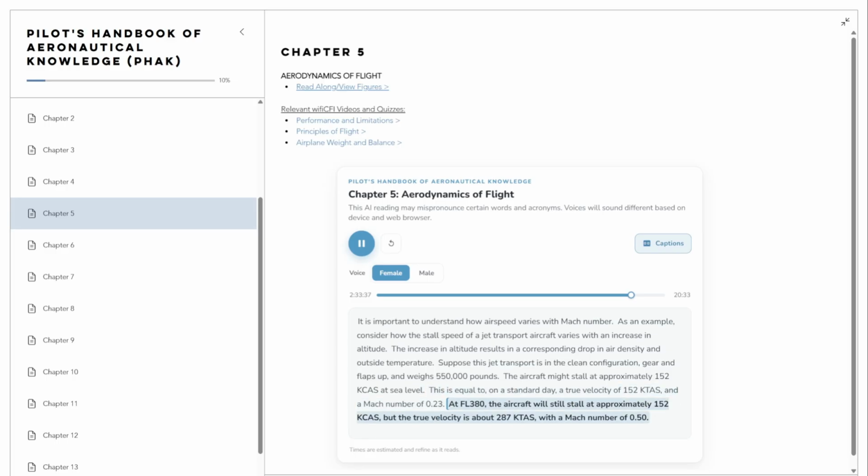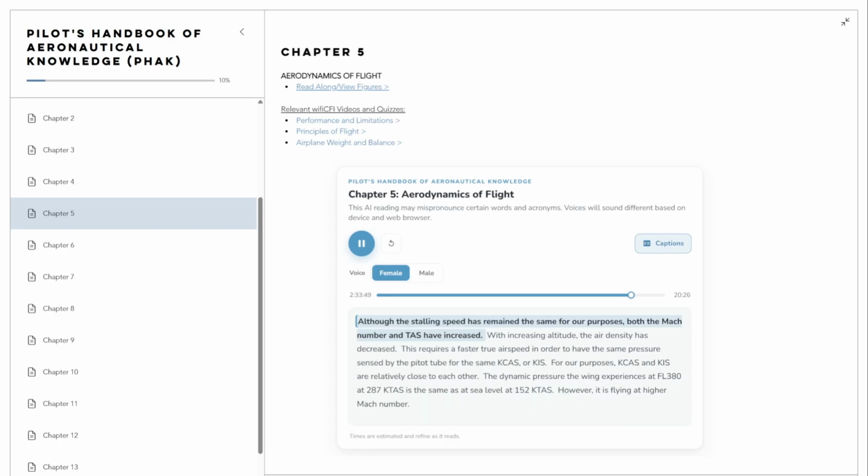At FL 380, the aircraft will still stall at approximately 152 KCAS, but the true velocity is about 287 KTAS, with a Mach number of 0.50. Although the stalling speed has remained the same for our purposes, both the Mach number and TAS have increased. With increasing altitude, the air density has decreased. This requires a faster true airspeed in order to have the same pressure sensed by the pitot tube for the same KCAS or KIAS. For our purposes, KCAS and KIAS are relatively close to each other.